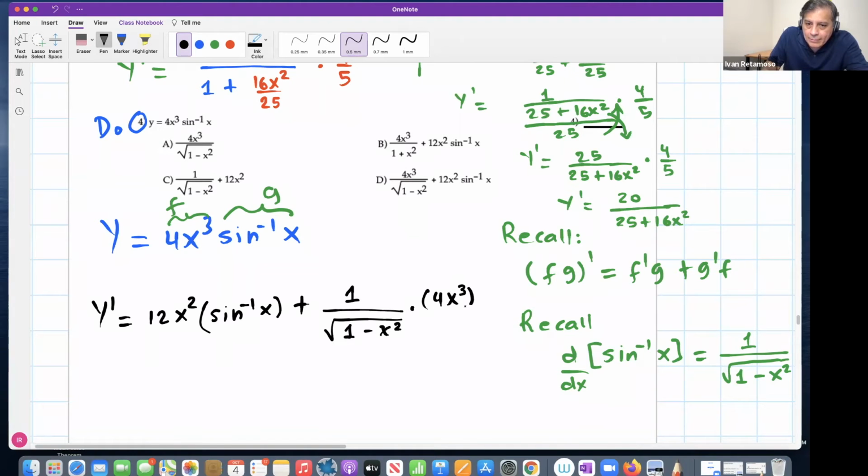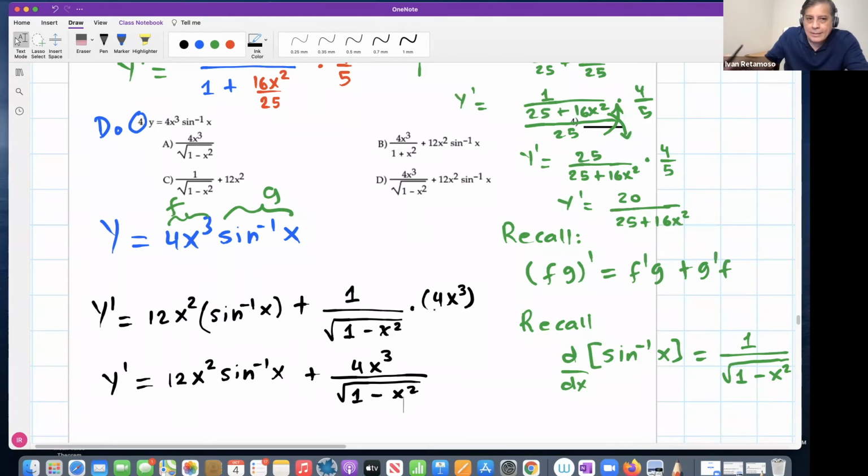And what is left is just to simplify this as much as you can, right? So 12x squared multiplied by sine inverse of x, plus 4x cubed times 1, which is just 4x cubed, over a square root of 1 minus x squared, right? That's it. Look through the choices and it should be there. Indeed, it's the last choice, this one, right?